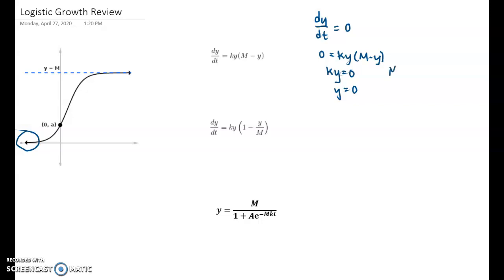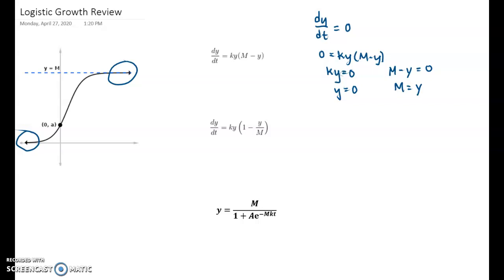The other way that we can have a 0 derivative is if m minus y is equal to 0, or if y is equal to m. M is the carrying capacity for our population, and y actually can't exactly hit m. y can only get close to m. So we have a horizontal asymptote at y equals m, but we don't really actually hit that point.